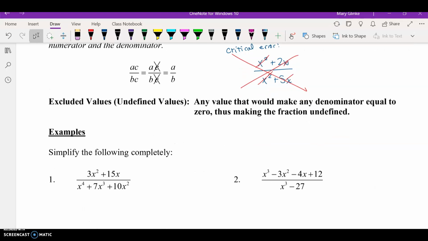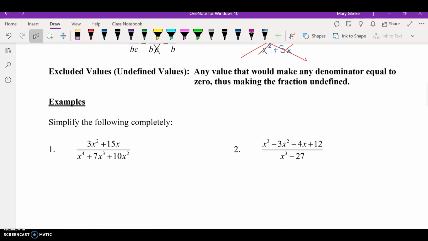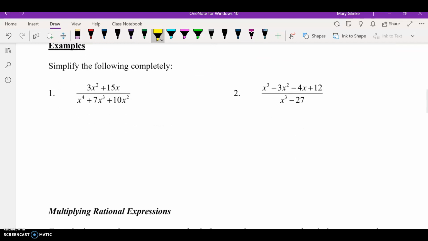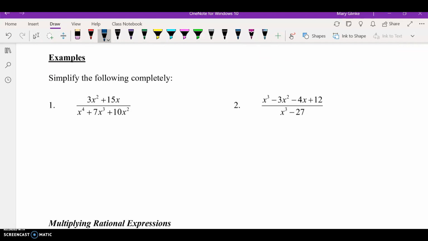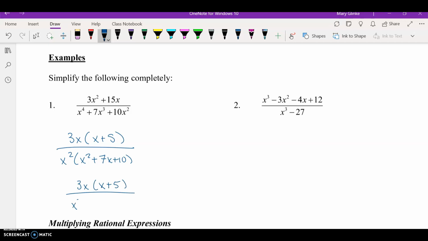So let's take a look at examples 1 and 2, and then after we simplify them, we'll come back to something called excluded values. For example 1 here, we cannot cancel out any of the x's, we can't cancel out x squareds, we can't reduce any numbers here. We have to factor. So we're going to take our numerator, and that's going to become 3x times x plus 5. Our denominator has x squared as a GCF, times x squared plus 7x plus 10. So almost there, not factored yet. We get 3x times x plus 5 over x squared times x plus 5 times x plus 2.